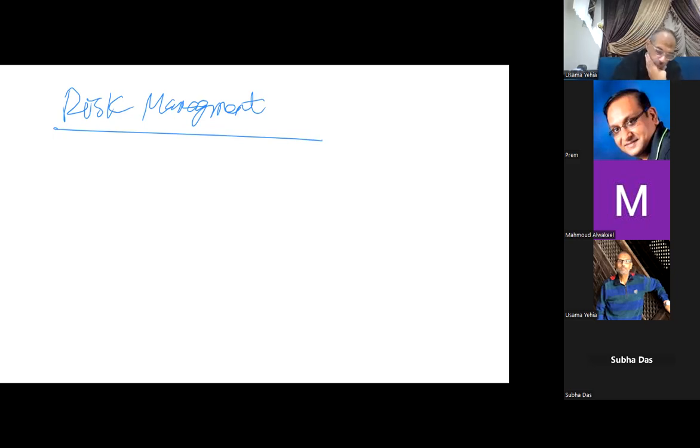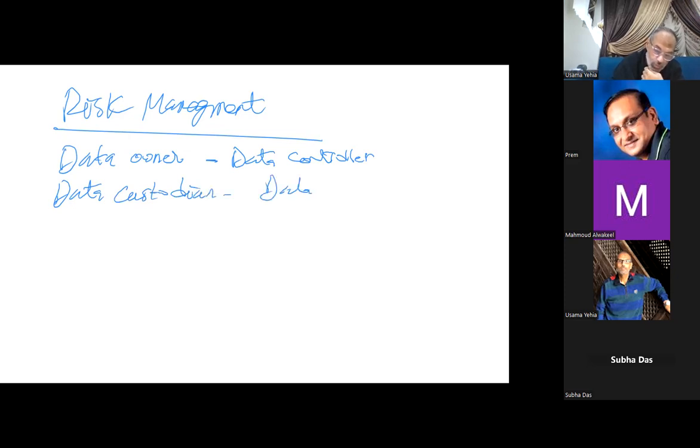What is the difference between the data owner, we call it data controller, data custodian, data processor? Did you hear about these terminologies before? And if yes, what is it?